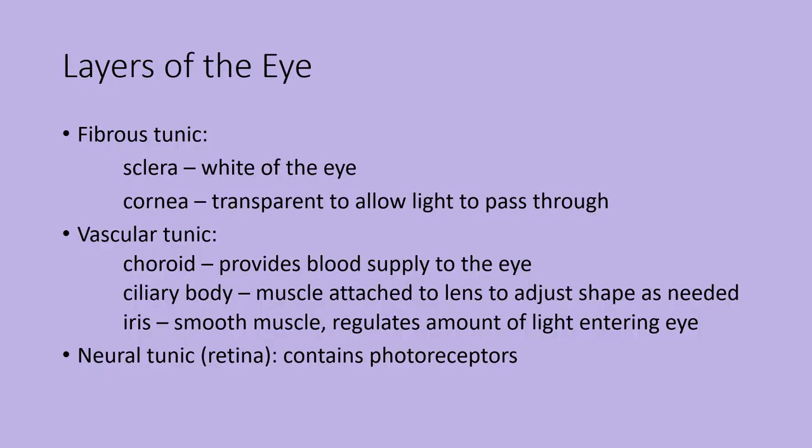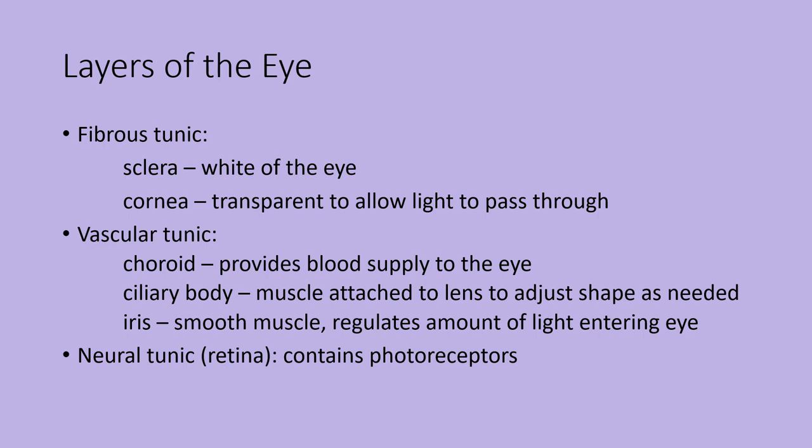In terms of the layers of the eye, there's 3 layers. There's the fibrous tunic. This includes the sclera and the cornea. Sclera is the white portion of the eye. It does cover most of the eye. This is the outermost layer. The cornea is the transparent portion in the front of the eye. This allows the light to pass through.